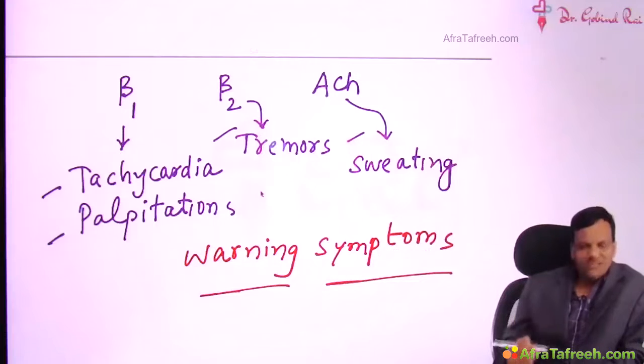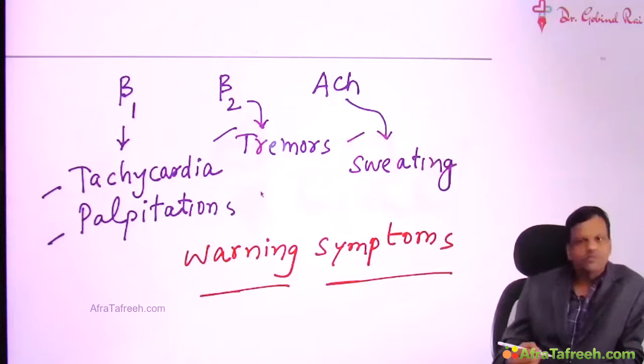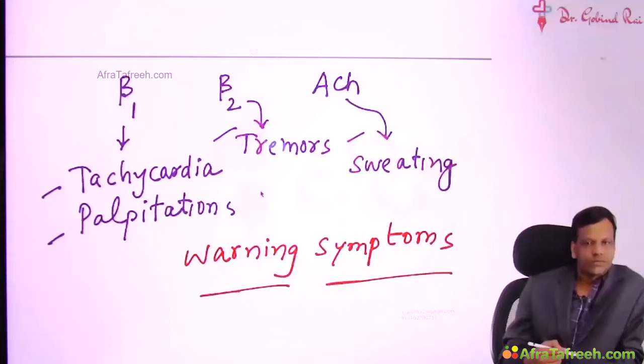Remember, hypoglycemia is more likely in diabetic patients. So if they skip meals, if they take anti-diabetic drugs, they may develop hypoglycemia. So whenever they develop hypoglycemia, these symptoms will come. These are the warning symptoms. That means whenever these symptoms come, the person should take sugar or a biscuit. So hypoglycemia will be reversed and the person will not go to coma. This is very important. Warning symptoms of hypoglycemia should be told to every diabetic patient.